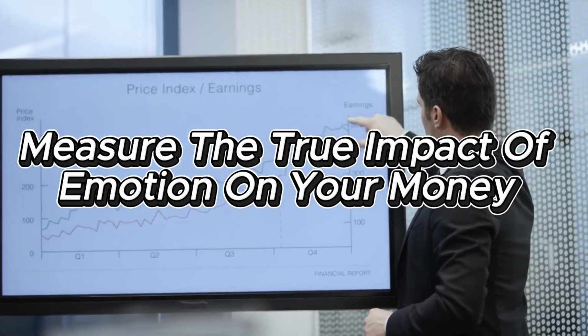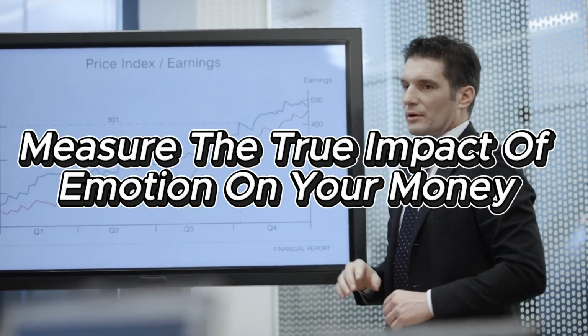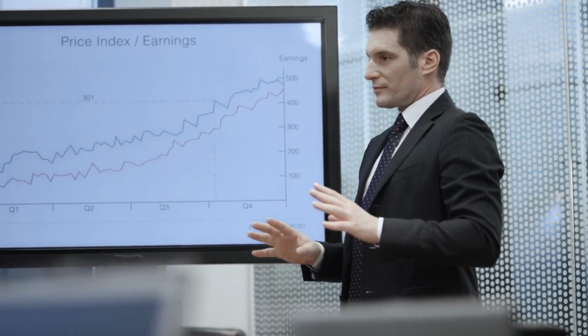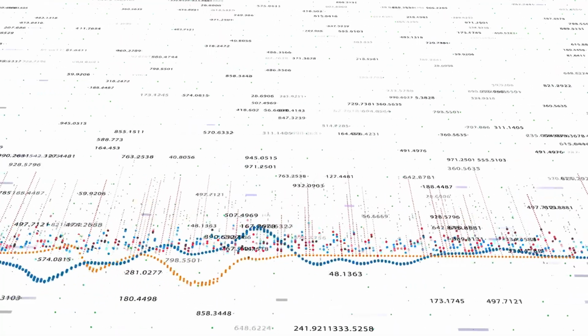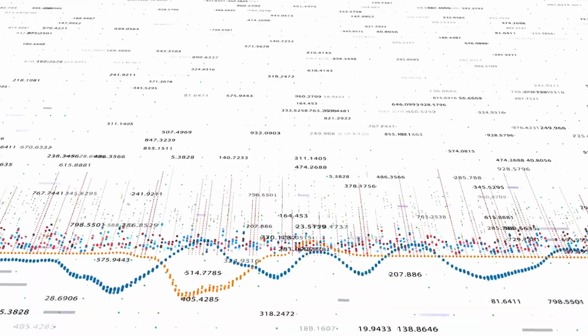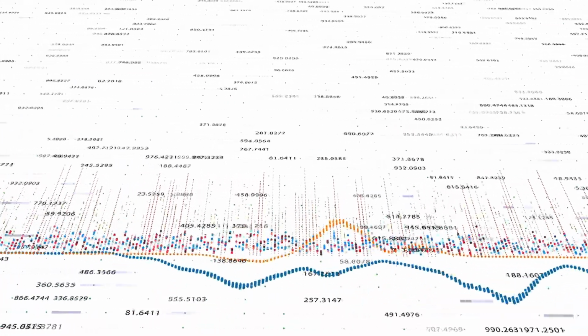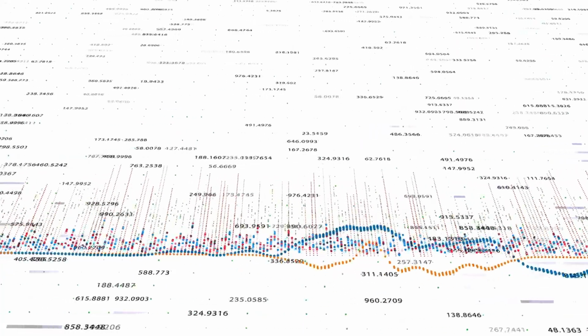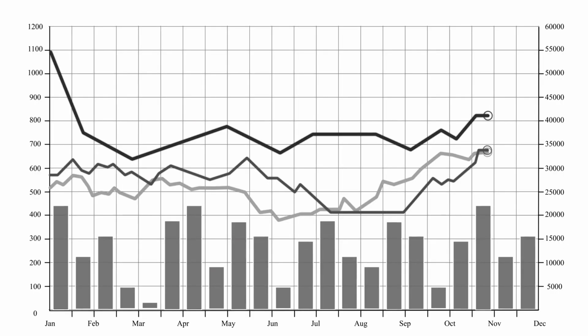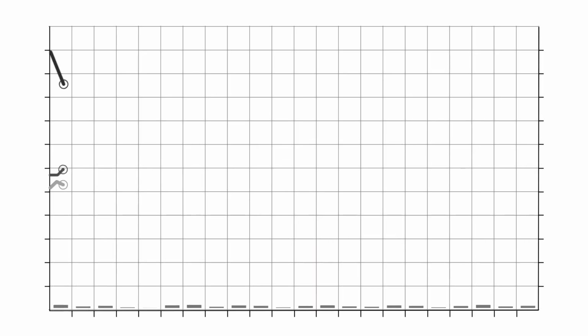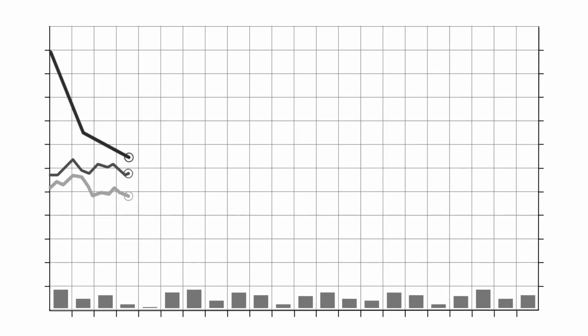Measuring the true impact of emotion on your money is key to refining your strategy. Track how emotional spikes match market moves. Use correlation tools to map emotional influence, and build heat maps for panic or hype days. Compare daily moves with keyword surges and find which emotions lead to real profit.